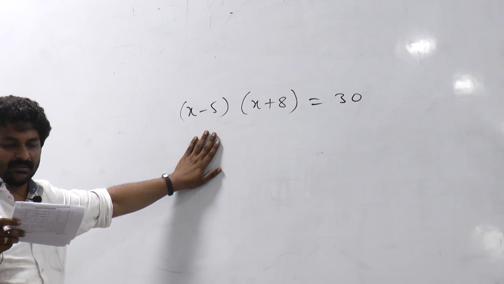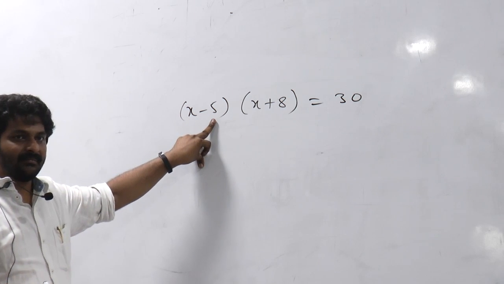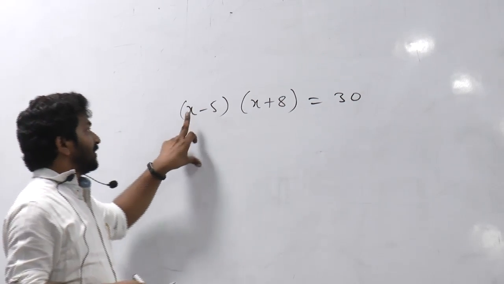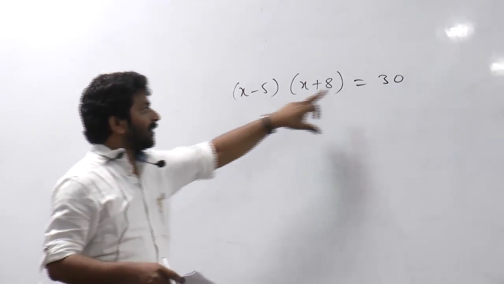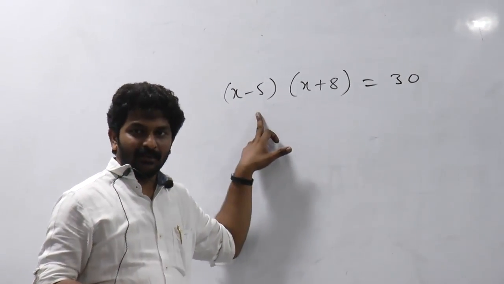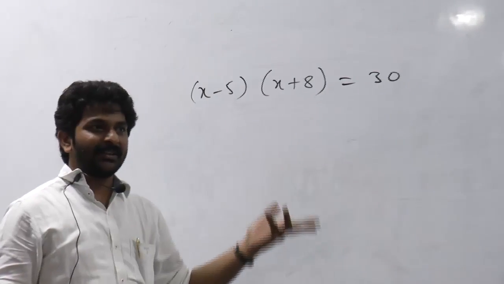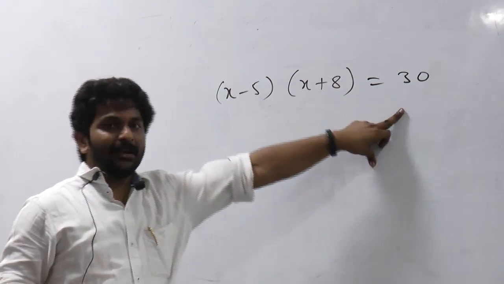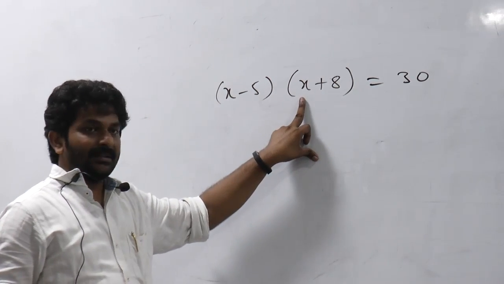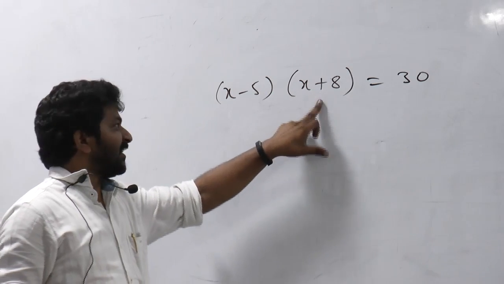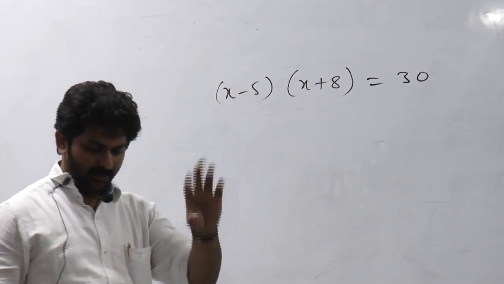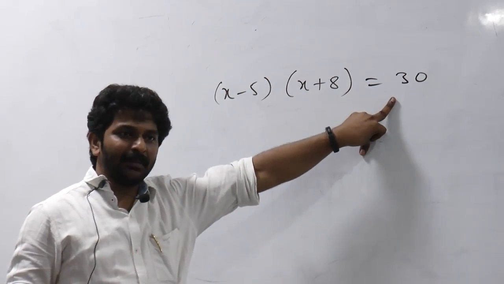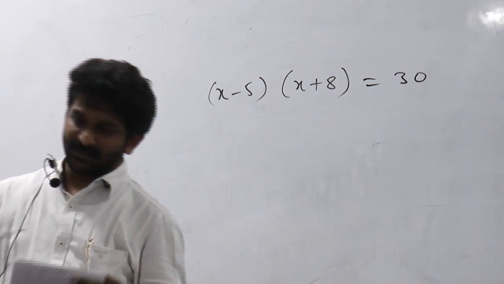What is your first option? 9. 9 minus 5 is 4, is this a multiple? That cannot be your answer. Next. 6 minus 5 is 1, then it must be 30, right? 1 into 30 only will give you 30. Is 6 plus 8 equal to 30? No. Leave it. Next, 8. 8 minus 5 is 3. Is it a 3 multiple? Yes. Wait. 8 plus 8 is 16. Is 16 into 3 equal to 30? No. Next, 10. 10 plus 8 is 18. Is this an 18 multiple? That cannot be your answer. Answer? None of these.